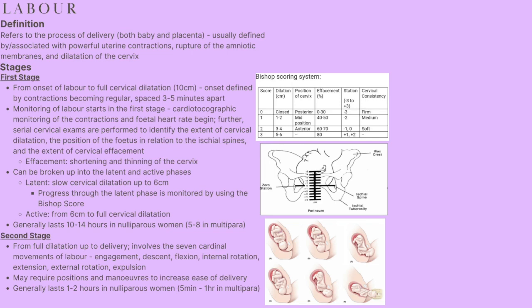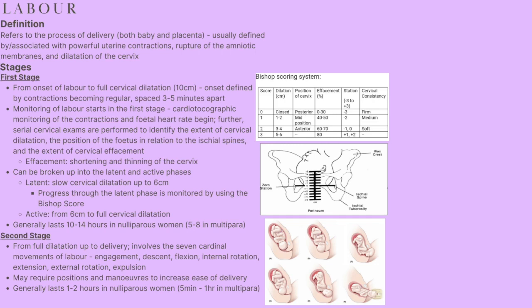The second stage of labor lasts from full cervical dilatation up to the time of delivery. It involves the 7 cardinal movements of labor, that is, engagement, descent, flexion, internal rotation, extension, external rotation, and expulsion. These movements, in part, are illustrated through the schematic on the right hand side.